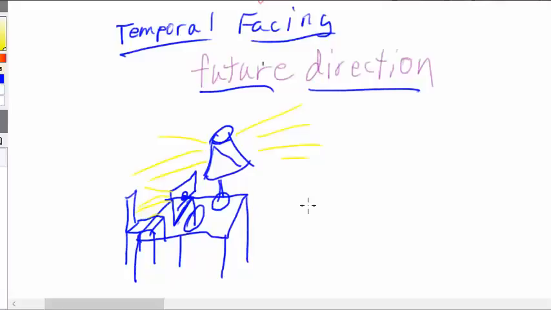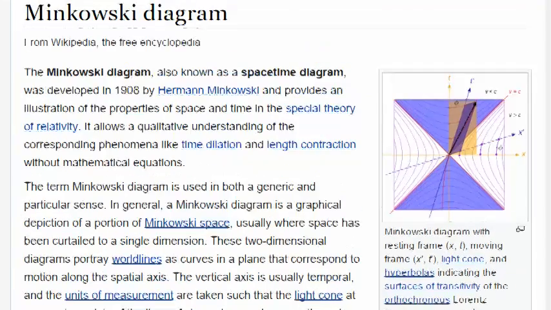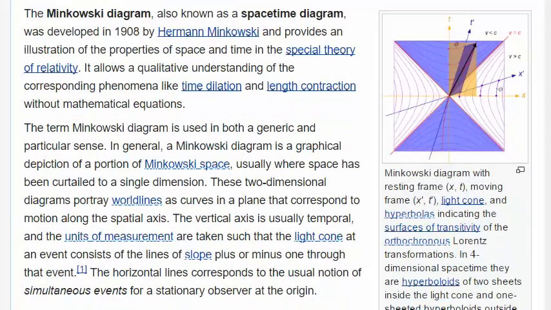Now, there's a fairly familiar idea in physics called a spacetime diagram, or a Minkowski diagram. The spacetime diagram is at its heart a very simple idea. You draw two coordinate axes. Wait, let's use black.